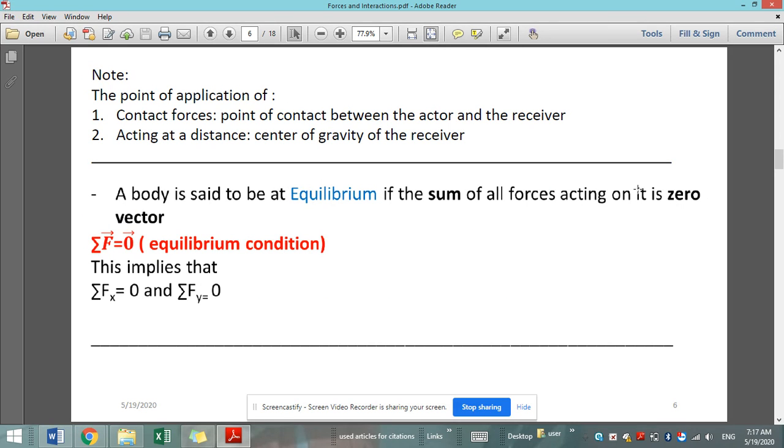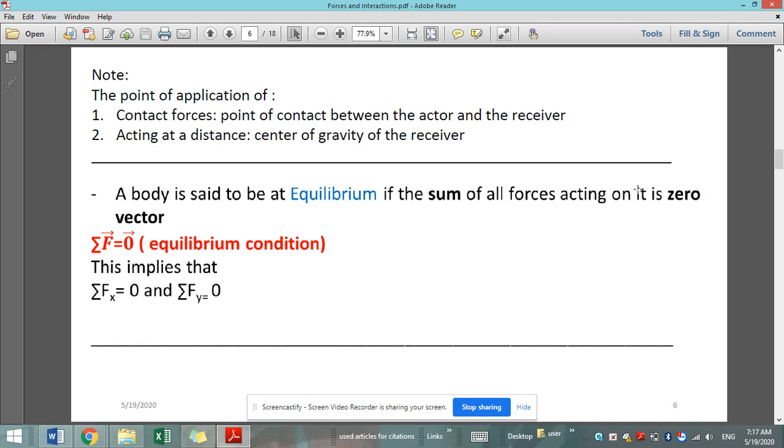Now, a note here, the point of application of contact forces is the point of contact between the actor and the receiver, and the point of application of forces acting at a distance is at the center of gravity of the receiver. Now, concerning a very important condition, which is the equilibrium condition.